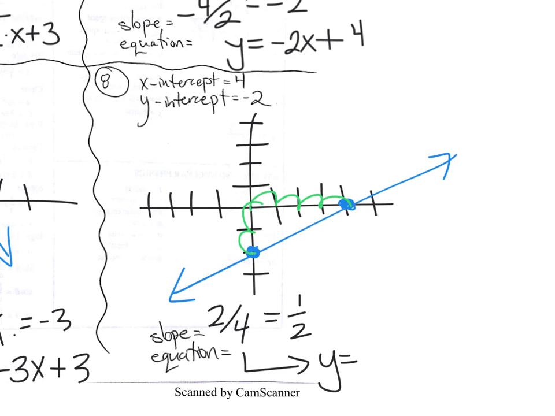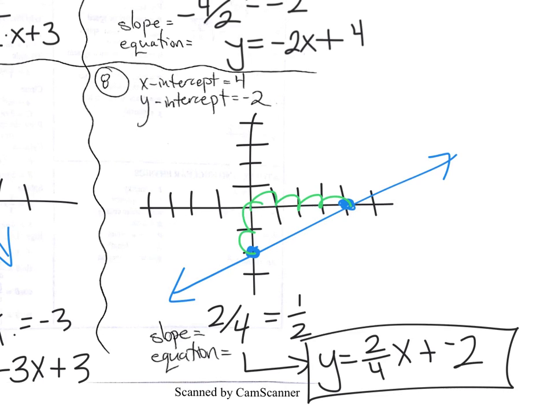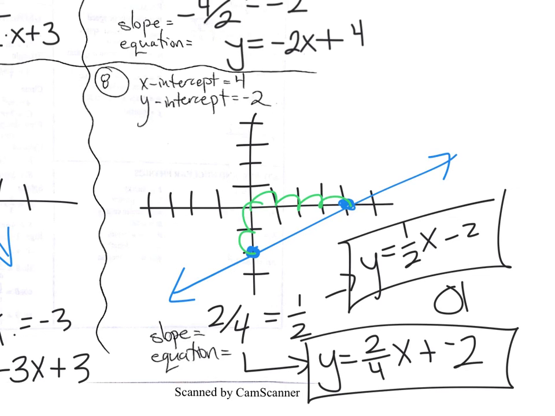So we could say y equals 2/4 x plus our y-intercept, -2. So this is all good. If we wanted to say y equals 1/2 x plus -2, or minus 2, this works as well. Both of those would be okay.